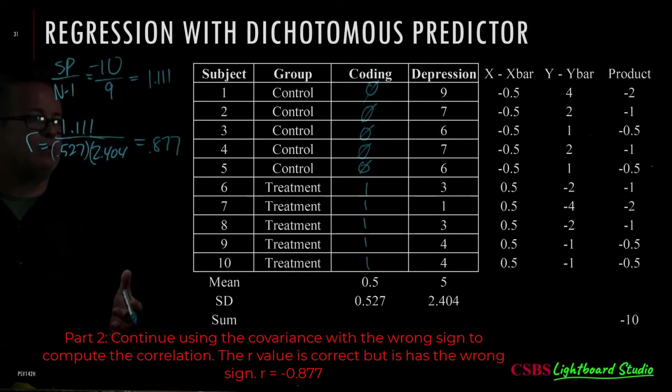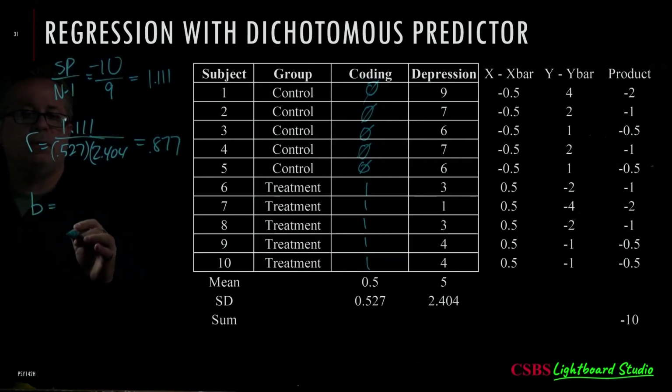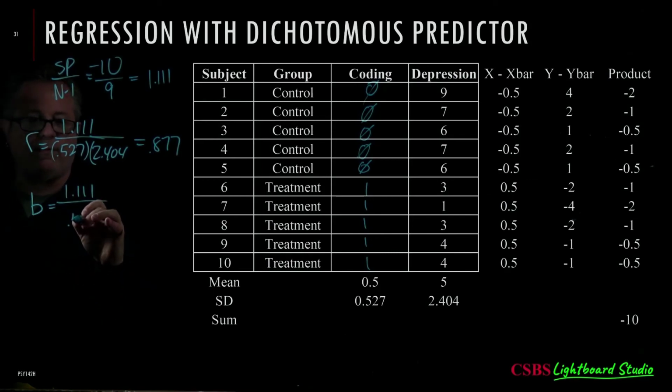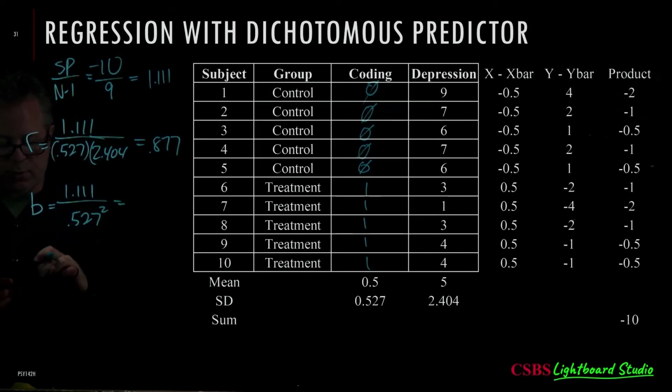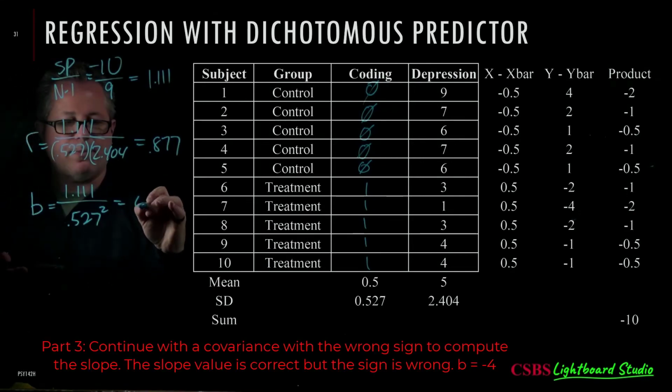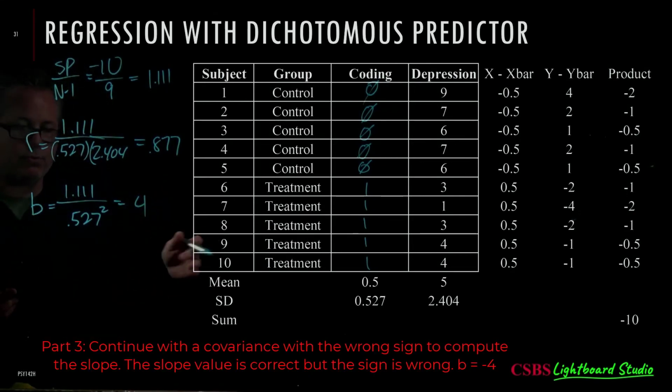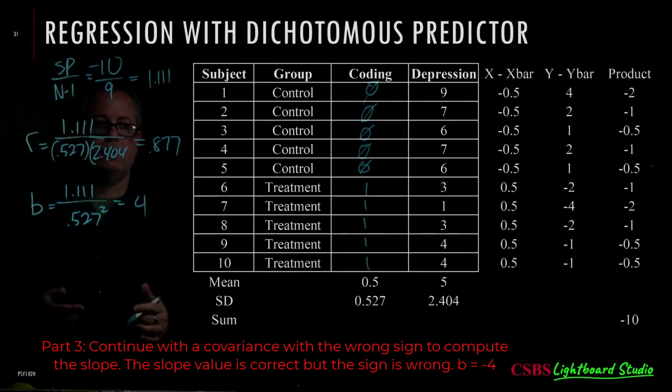So far, this is not super interesting, but here's where it starts to get fun. The slope. Same 1.111 divided by the variance of x. That's now going to be 0.527 squared. So 1.111 divided by 0.527 squared equals 4.0003, roughly 4. Okay. Great.